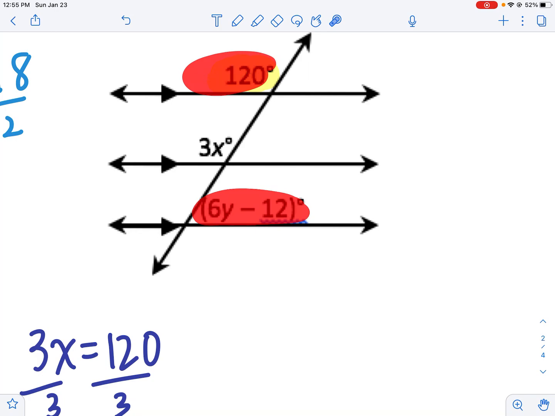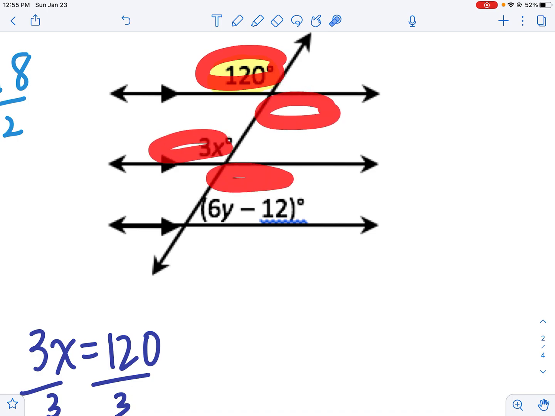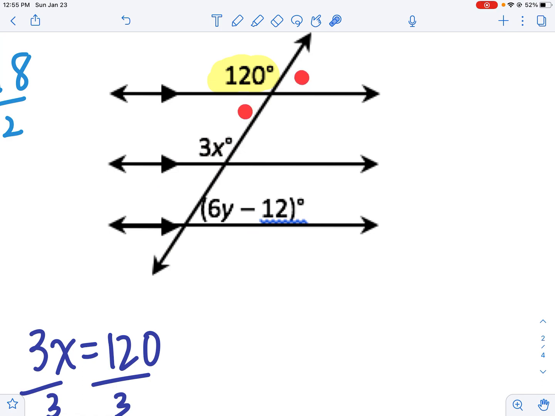Okay, now I have to figure out what type of angles these are. Well, one's on the exterior, one's on the interior. There's actually nothing special about these angles, but I can figure out what this equals. If this is 120, then all of these angles should be 120. Ask yourself, what would be the other angles? What would be the acute angles here?